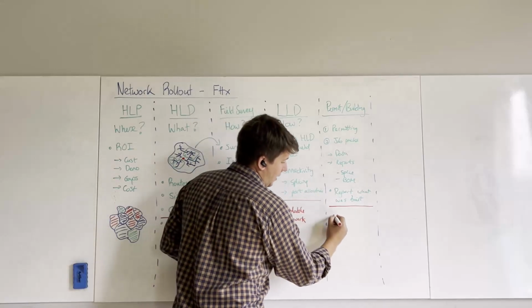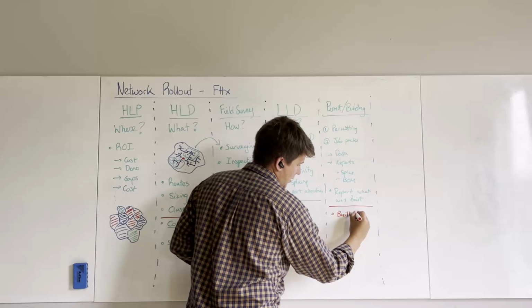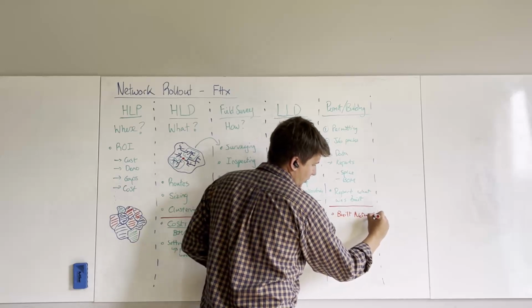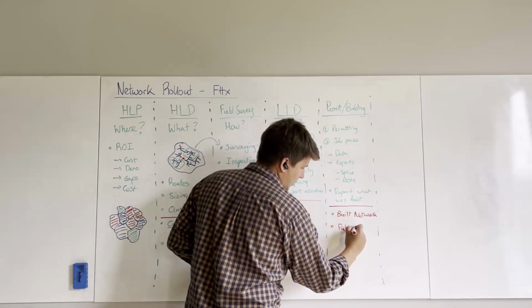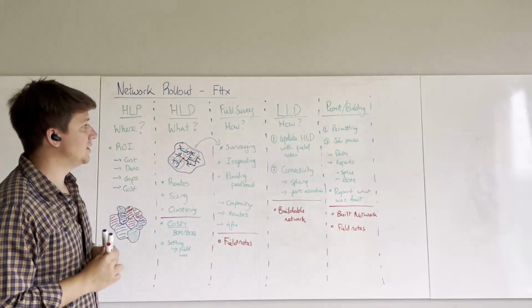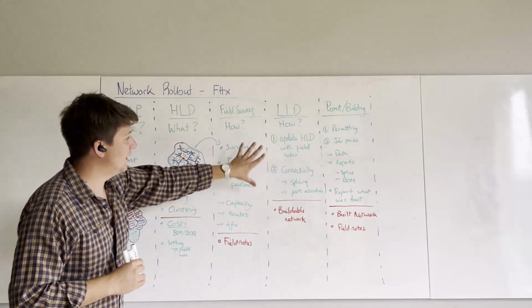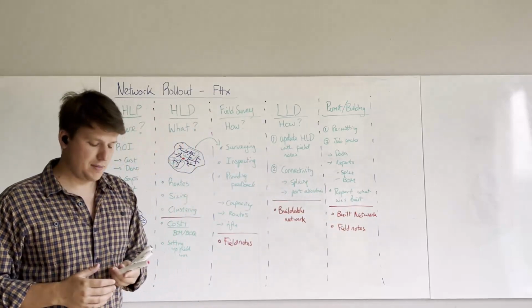So what is the output of this? Well, we've got a built network, which is very exciting. That's what we're all aiming towards. And also we've got some more field notes. And these field notes are on what was actually built, what were changes, because we've got here a view of what the world should be, but what did they actually build? They need to provide feedback on that.